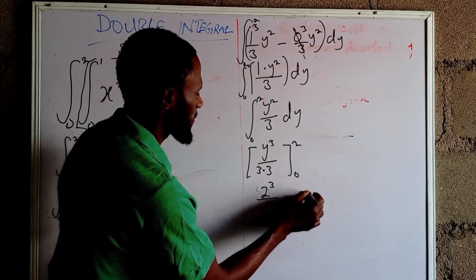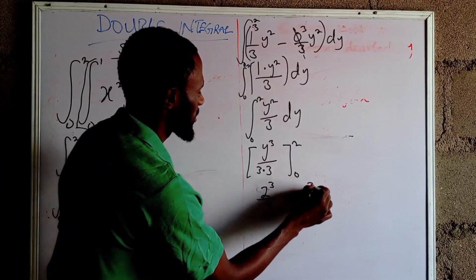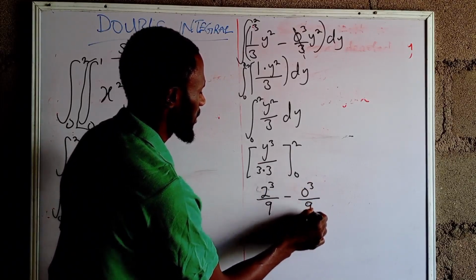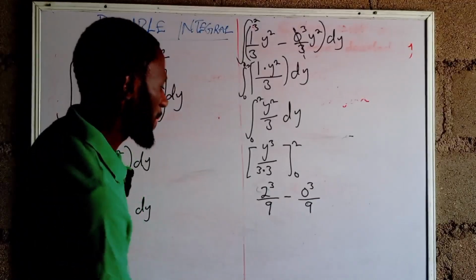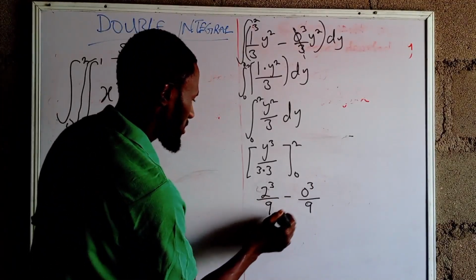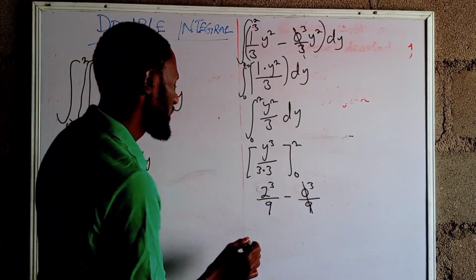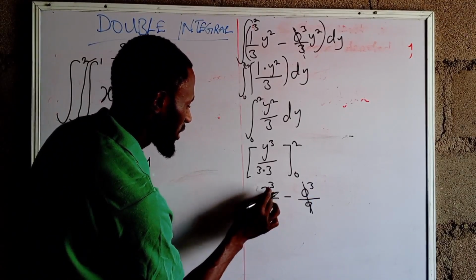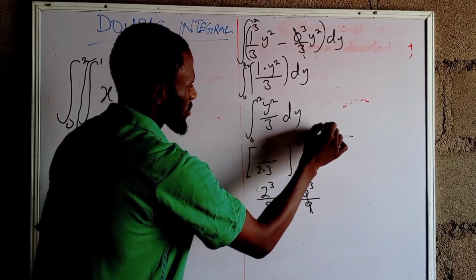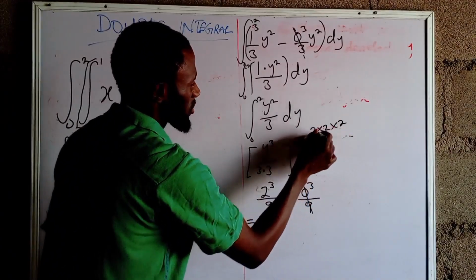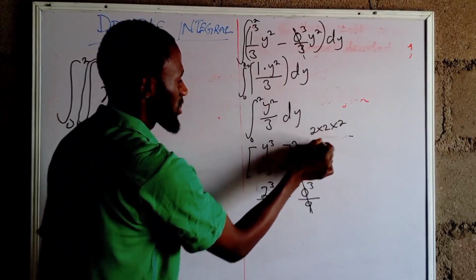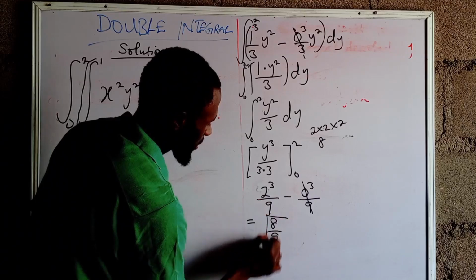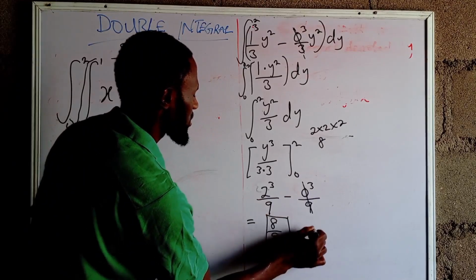Now we have 0 raised to 3 all over 9, which is 0 completely. Therefore the answer is 2 raised to 3, which is 2 times 2 times 2: 2 times 2 is 4, 4 times 2 is 8. Now we have 8 all over 9. That is the answer.